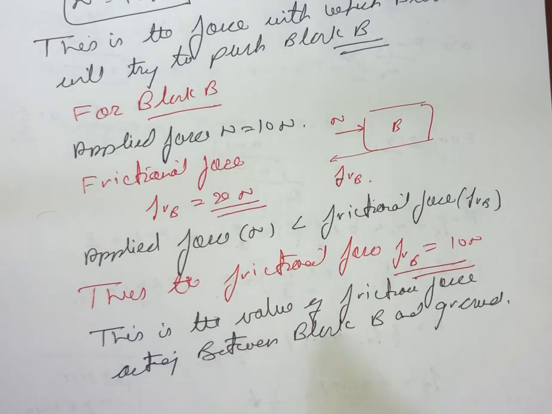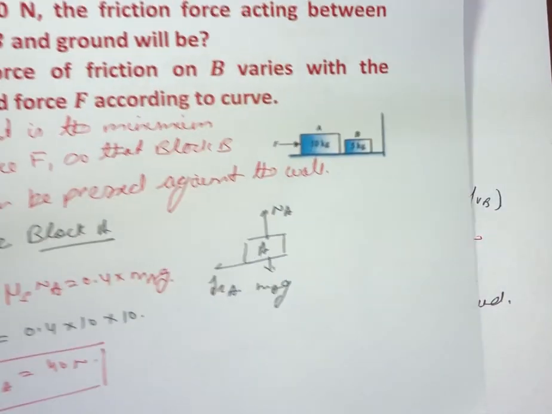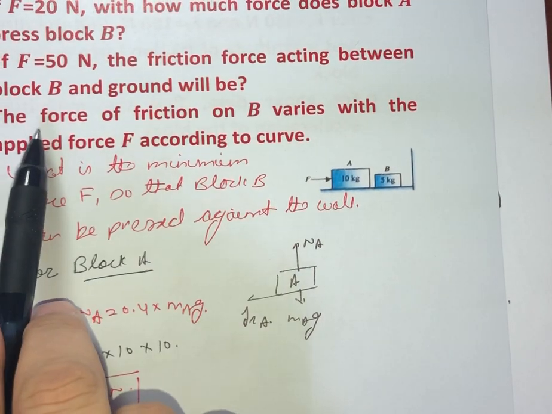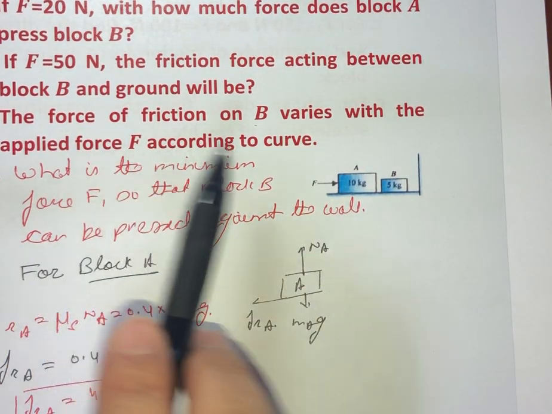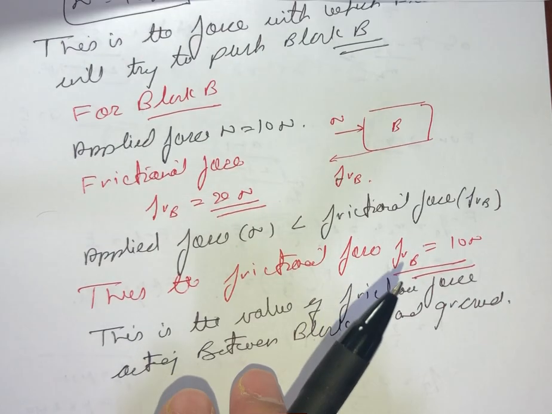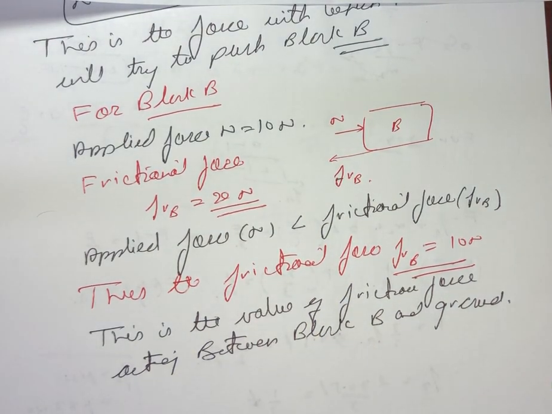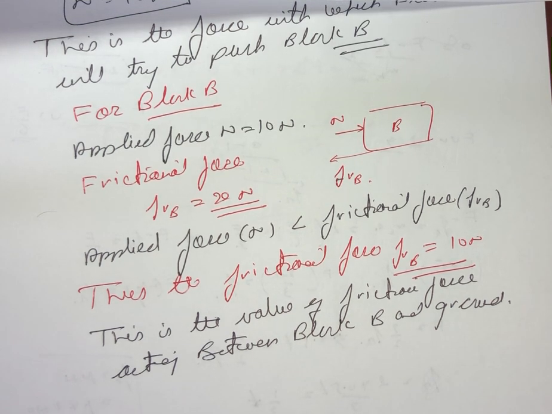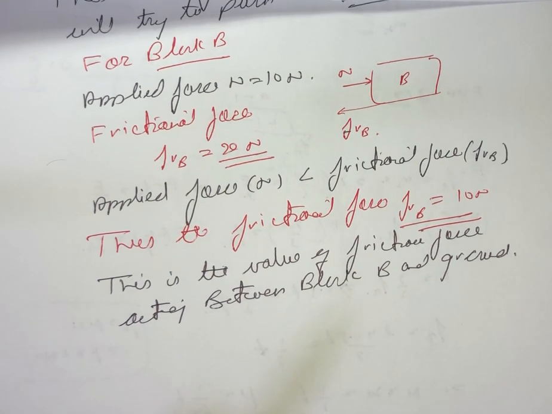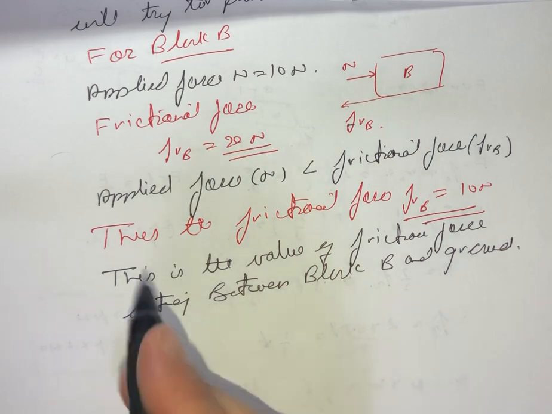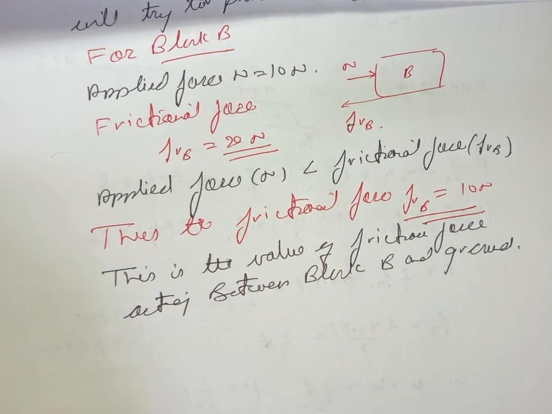Okay. Now in the third part, we are supposed to find out how the force of friction on B varies with the applied force F according to the curve. So before that, let's do part D, because it will be required to calculate part C also. Let us start with part D.